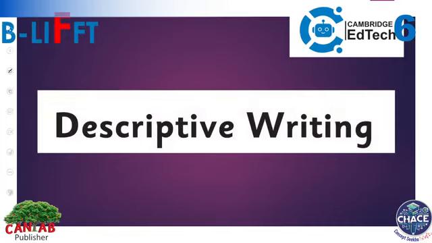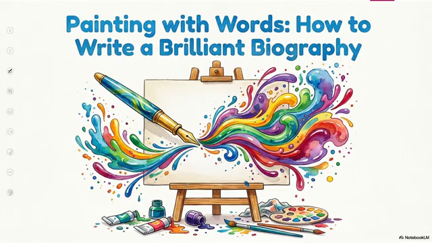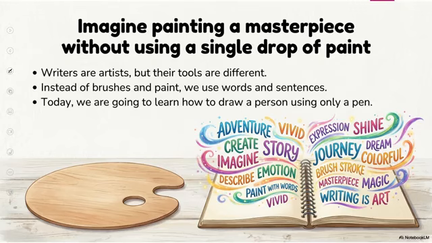We have descriptive writing. What is descriptive writing? It is like painting without words. How to write a brilliant biography? Let's see what we have. Imagine painting a masterpiece without using a single drop of paint. In this, we have to use words. The writers are the artists, but their tools are different. Instead of brushes and paint, they use words and sentences to convey their message.